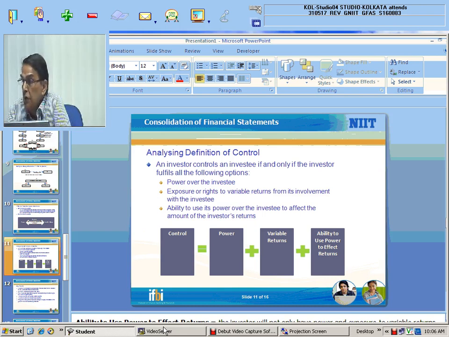Please be very clear about these three essential elements of control. One is having power over the investing company. Second is exposure to variable returns from the investment in the investing company. And third is the ability to use the power to affect those variable returns. These three are essential elements of control.